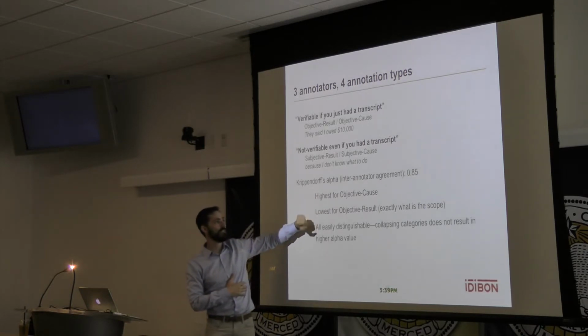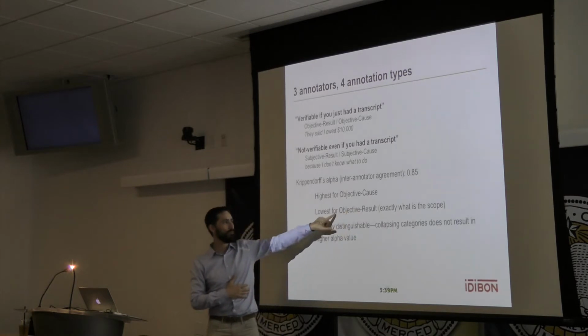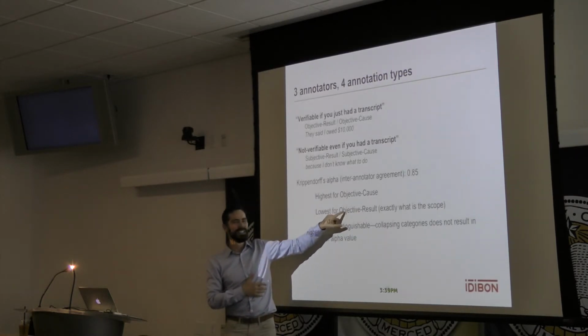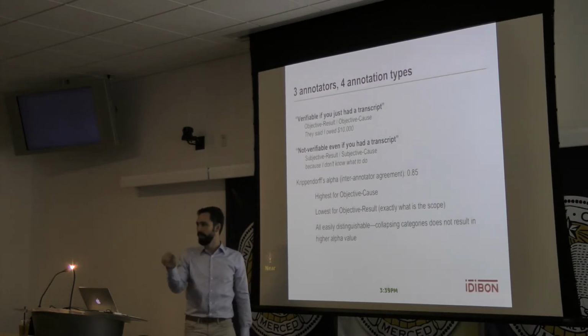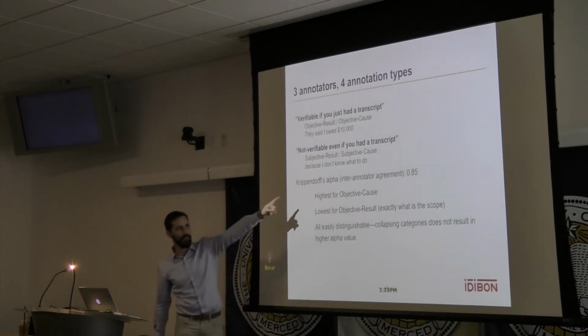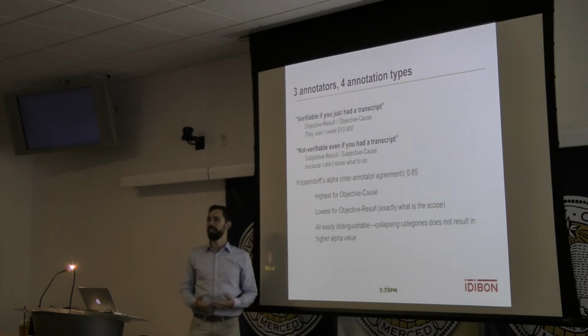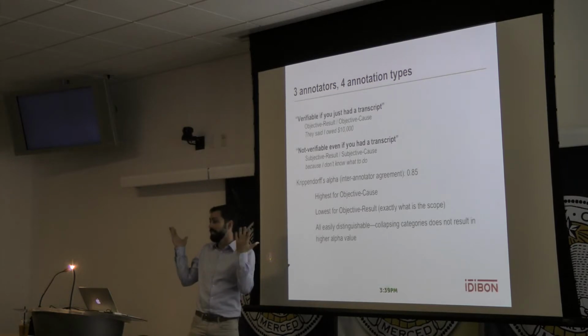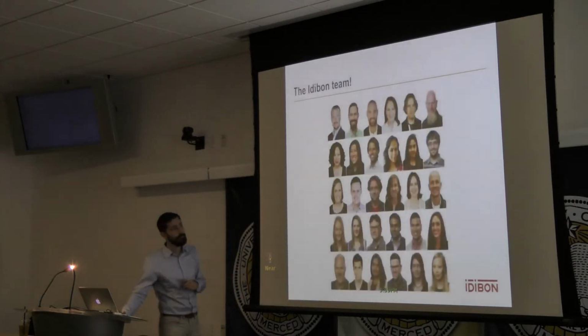It's highest for objective cause, lowest for the objective result. And the reason for this is that it's unclear exactly what's in scope. Where you should begin the results clause is a little bit harder for people to do, but it's still very high. And they're all pretty easily distinguishable. One thing that you can do is test, well, what if I collapse these categories? Maybe subjective and objective causes are meaningless. Let me collapse them. No, people do worse then, or no better.